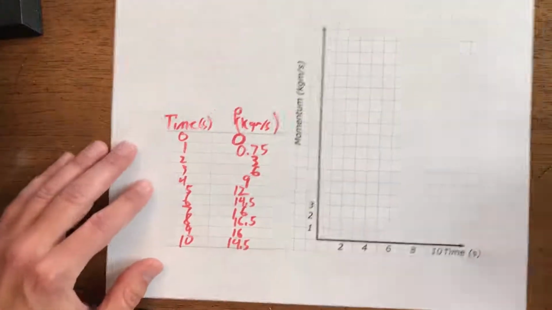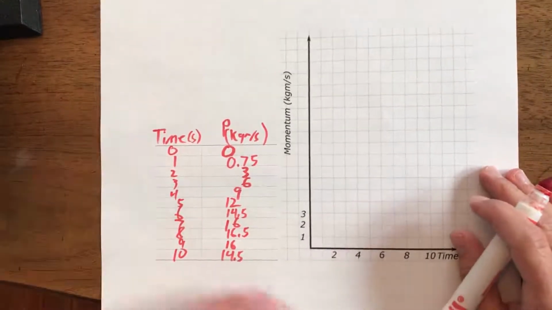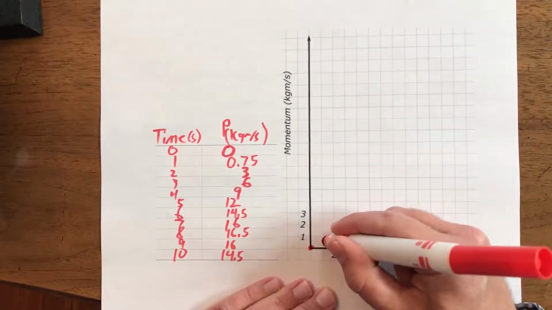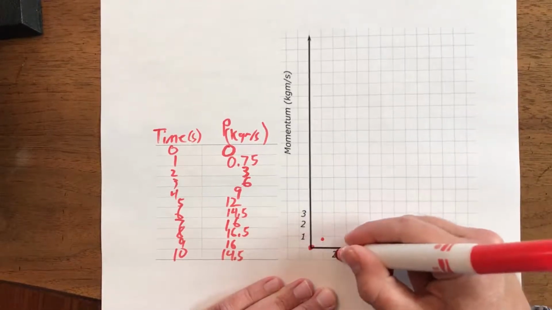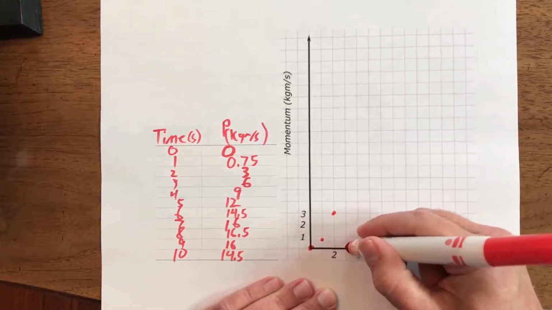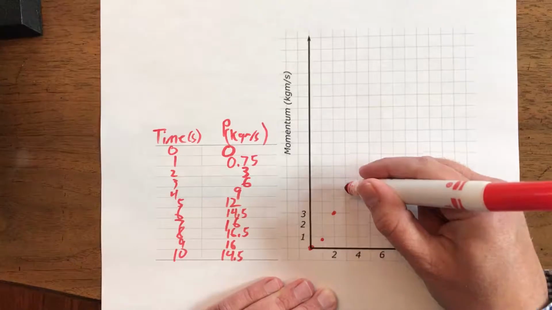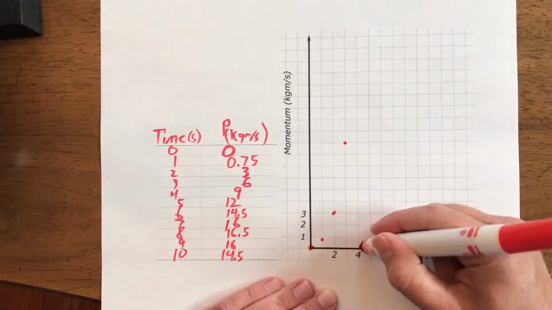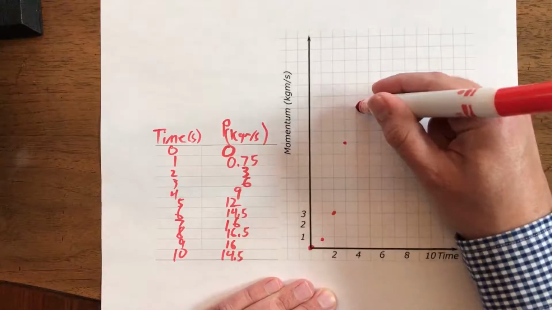So then we've got to go and graph all of this right here. So we're going to start at 0. At 1 second, we're going to be at 0.75. At 2 seconds, we're going to be at 3. At 3 seconds, we're going to be at 6. 1, 2, 3, 4, 5, 6. At 5 seconds, we're going to be 3 more than that. 1, 2, 3.